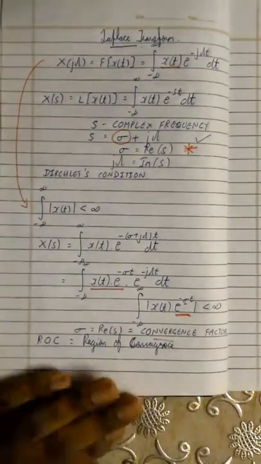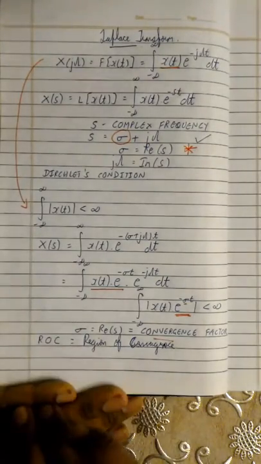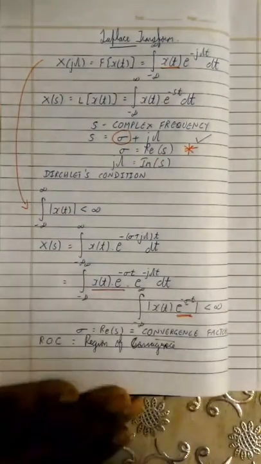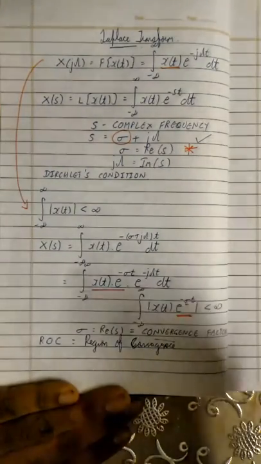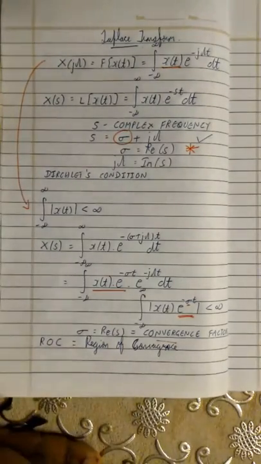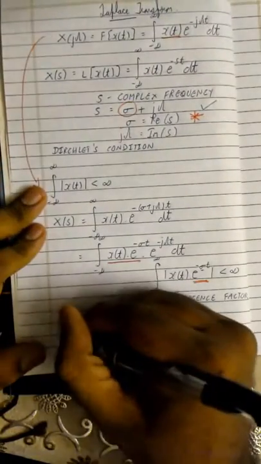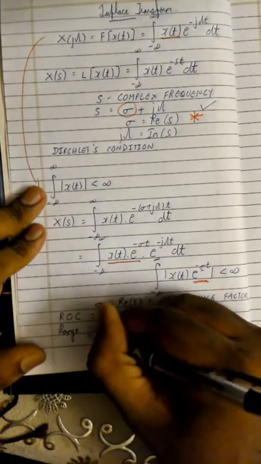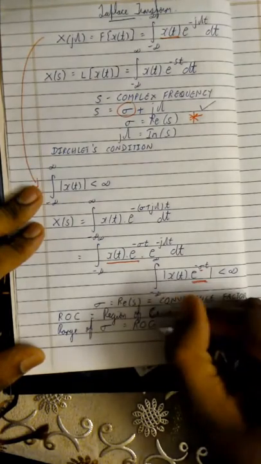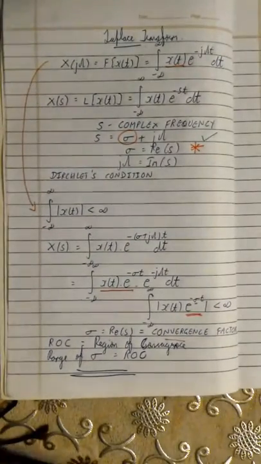So region of convergence, that is the range of sigma over which the Laplace transform exists, or it is the range or the values of sigma over which the Laplace transform converges to a single value. That value is called sigma. Okay, so this is my introduction to Laplace transform.